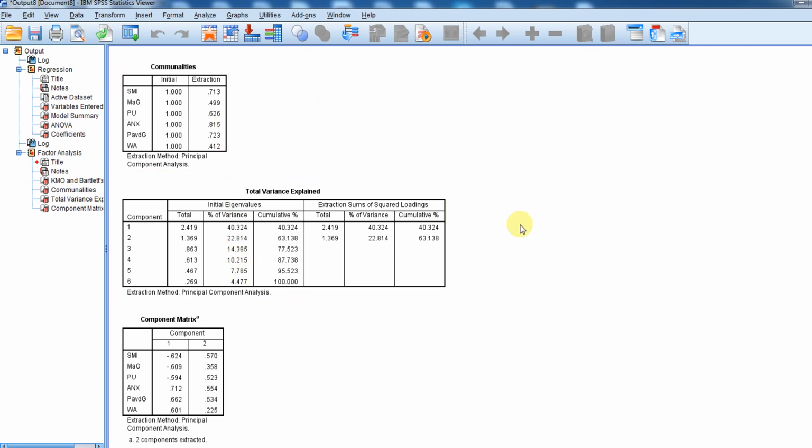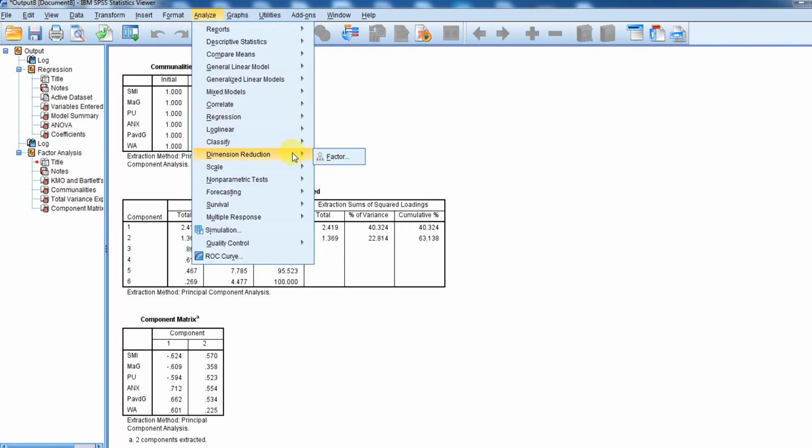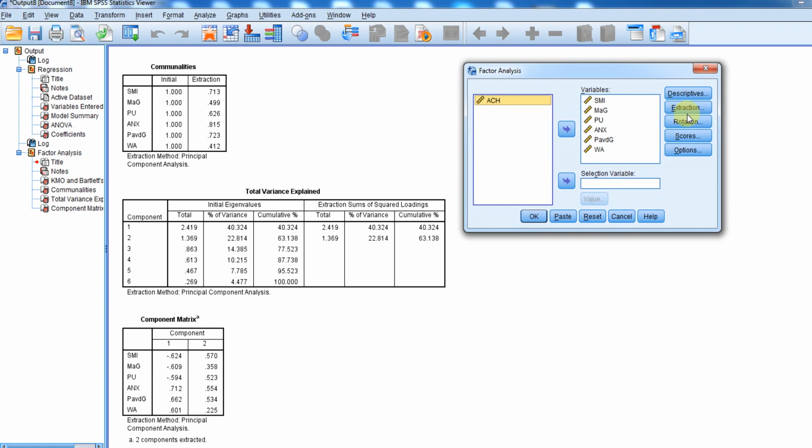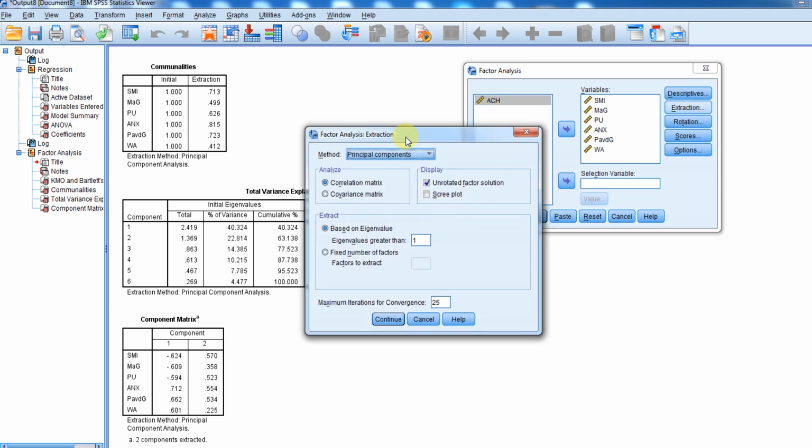So the defaults in SPSS for principal components analysis, first of all, if you click on extraction, you have the method, principal components. If we were going to run some other type of factor analysis like principal axis or maximum likelihood or so forth, we would click on one of those other options. But right now we're concentrating on components analysis.